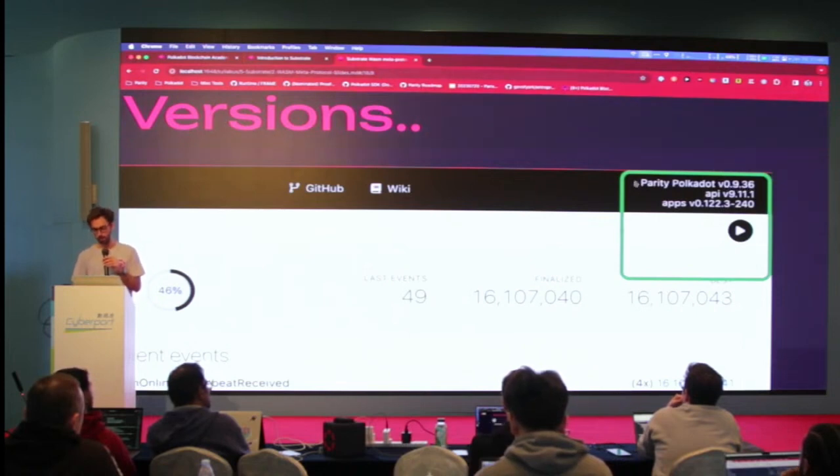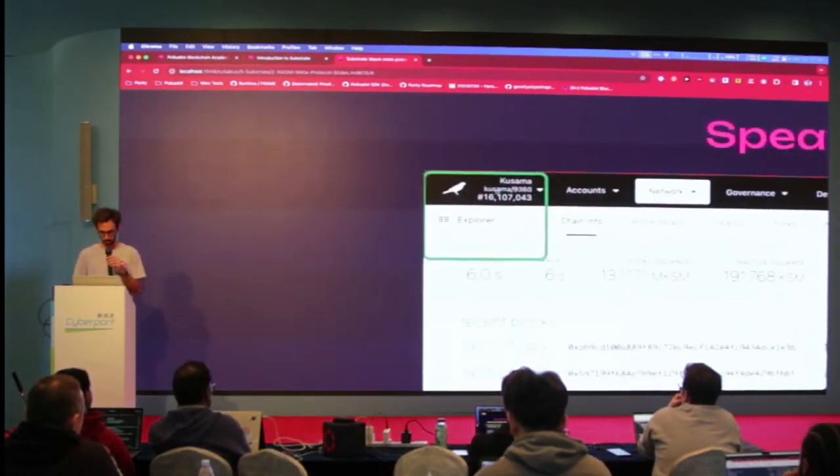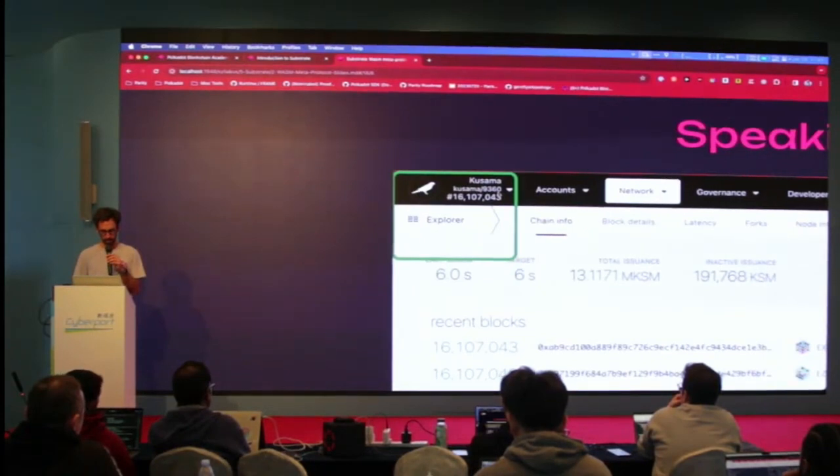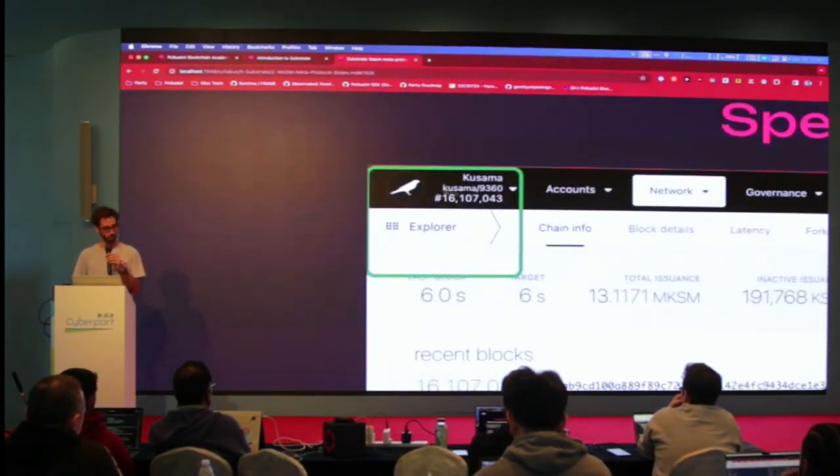So this is the version of the node, which we don't care about, at least in the context of this lecture. Whereas on this side, the number and the name that we have here, this is the runtime details. Again, spec name, spec version.